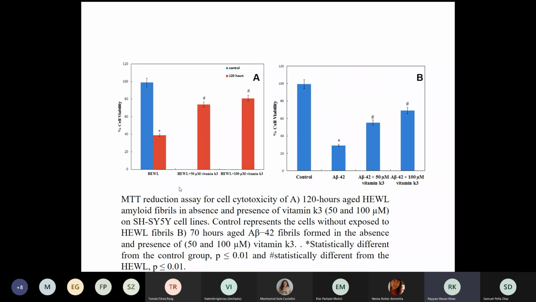Now the MTT assay was performed for the hen egg lysozyme as well as the A beta 42. In the presence of 50 and 100 micromoles of vitamin K3, it shows no cytotoxicity, while the cell viability increases for the lysozyme as well as for the A beta 42.